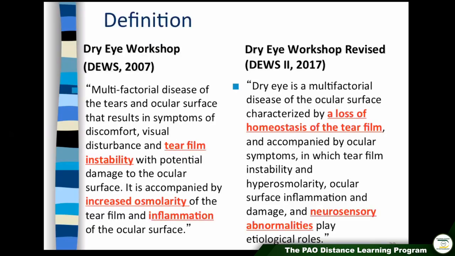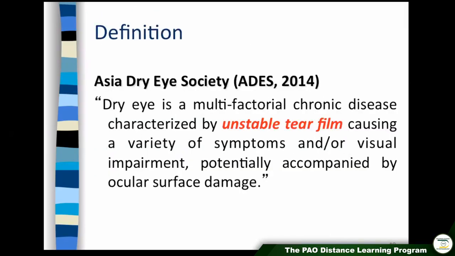Remember, the workshops differ because of the type of professionals who did it. In the Dry Eye Workshop, a lot of these were researchers, basic scientists, very few clinicians. So they really concentrated on the pathophysiology, the immunology and the cellular changes in dry eye. The Asia Dry Eye Society, which started from the Japan Dry Eye Society, is mostly clinicians. So their definition is more clinically oriented. It's simpler, it's easier to understand.